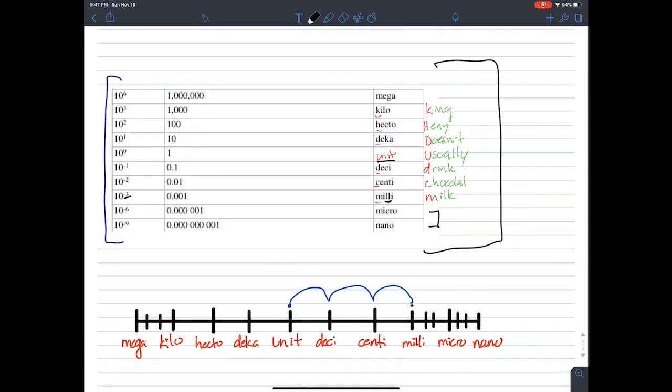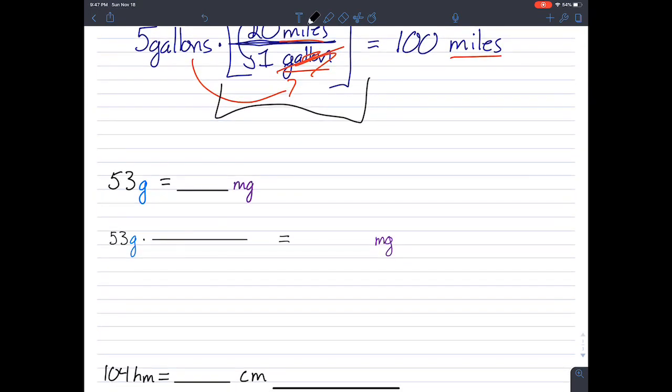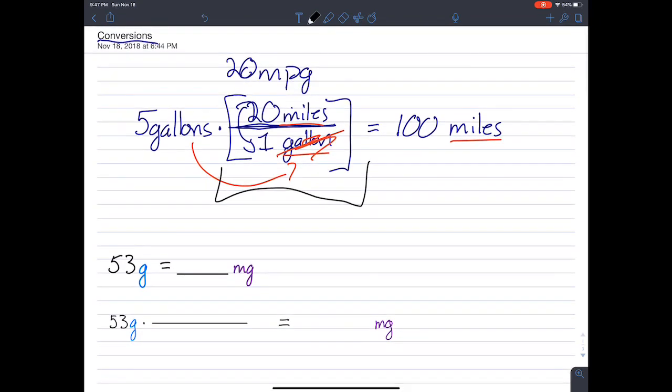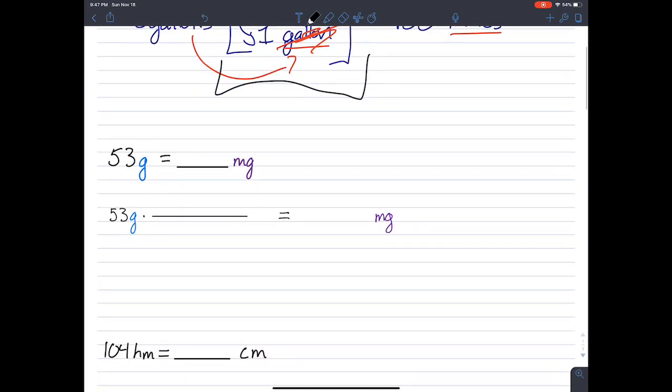Okay? So when we're trying to write our conversion factor, which is our next step, we need to figure out what we know about the relationship between grams and milligrams. Just like up here, we had miles per gallon. Now we're talking about grams per milligram or milligrams per gram. So we know that there are 1,000 milligrams per every 1 gram.